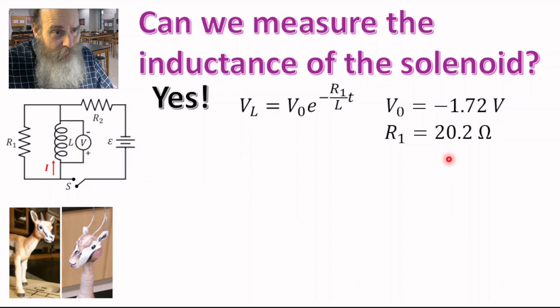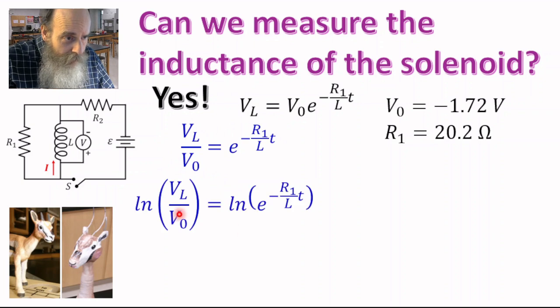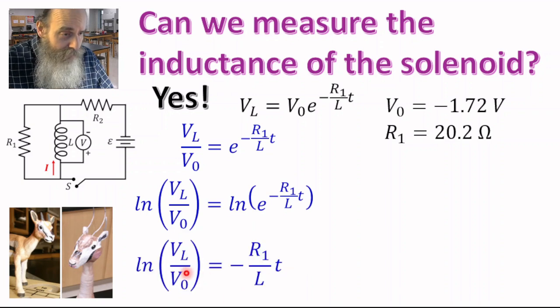Now, let's divide by V0, and we get this. VL over V0 equals e to negative R1 over L times T. Let's take ln of both sides. So ln VL over V0 equals ln e to negative R1 over LT. Well, this thing is just negative R1 over L times T. So we have this: ln VL over V0 equals negative R1 over L times T. So we know what V0 is. We know what R1 is. We have measured VL as a function of T.